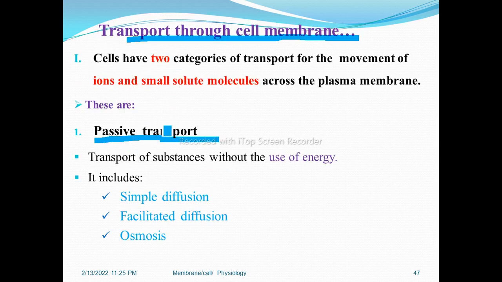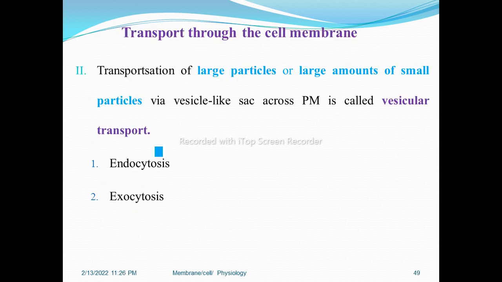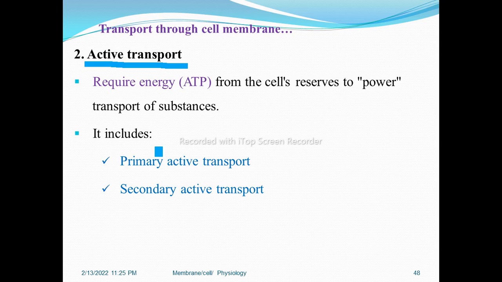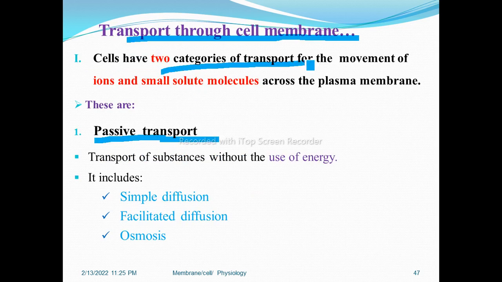So we do have two categories of transport: the one is passive transport, the other is active transport. This is for movement of small solids or ions. Transportation of ions or small molecules can be classified into passive transport and active transport.